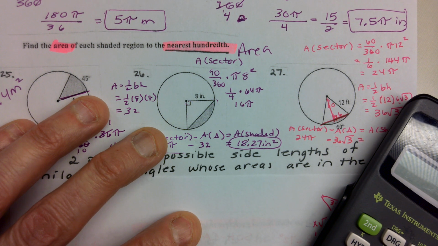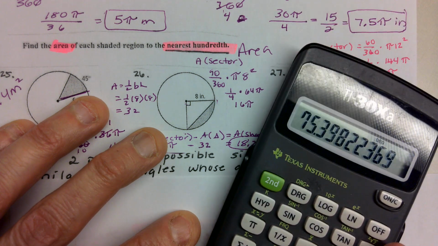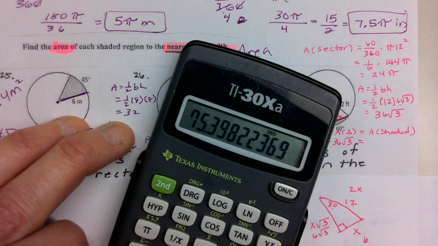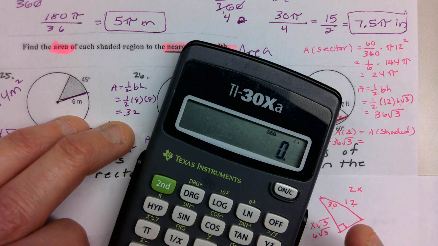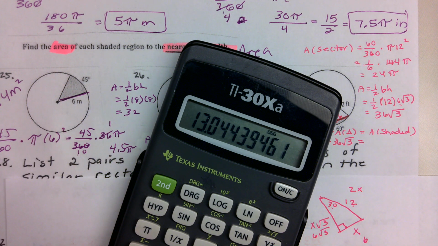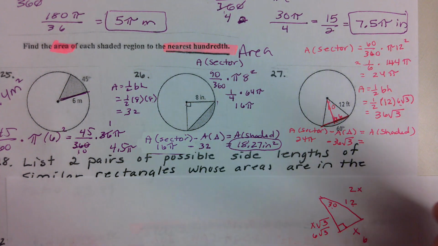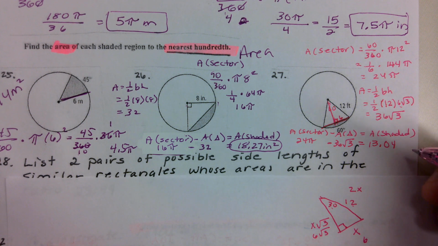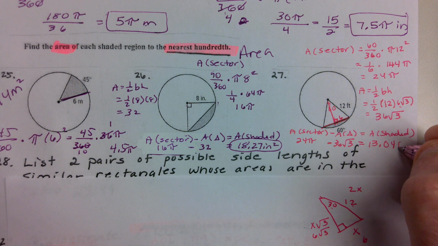So 24 times pi is that, minus, I'm going to put a parenthesis in because of these two being multiplied together. So I'm going to do a parenthesis and do 36 times 3 root, parenthesis, equal. And I should get 13, and it goes out to 0.04. So make sure you can get that with your calculator. If you have any trouble, ask me. I can show you. It's a little tricky.